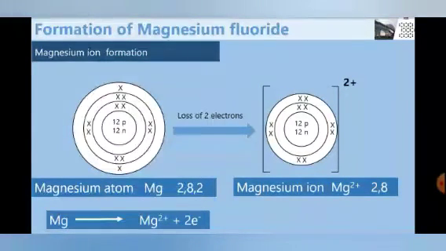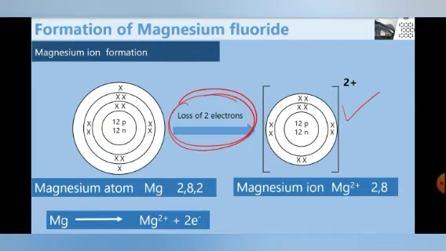Let us use another example of the formation of magnesium fluoride. We'll start with the ion formation of magnesium. Magnesium loses 2 electrons to form magnesium ion, and we have the equation here. We have the charge as 2 plus because it has lost 2 electrons. And from our memory, we can calculate the number of electrons lost and the charge of the resultant ion.